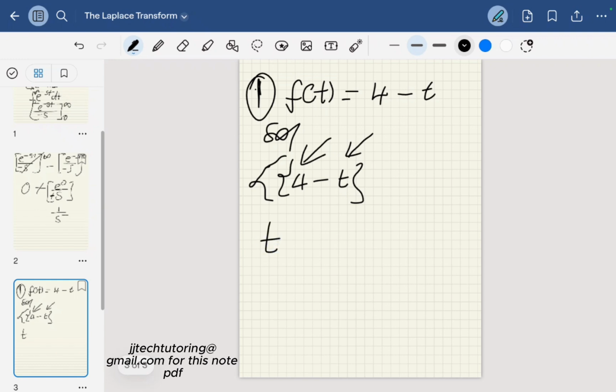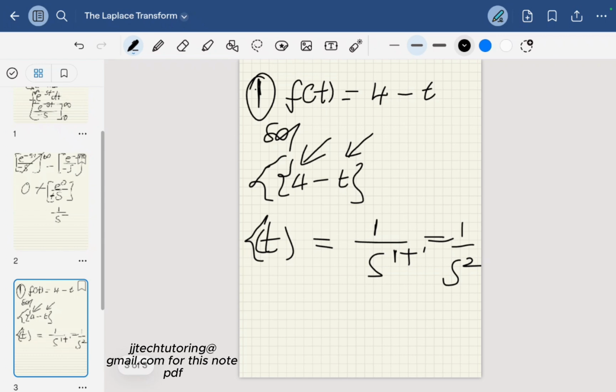The Laplace transform of t should be that exponent. What is the exponent of t? It's 1 currently, right? Divided by s. What was the exponent of t? It was 1, then plus 1. So that means it's 1 over s squared, right? That is the Laplace transform of t. I'm not sure if I'm making sense, right?